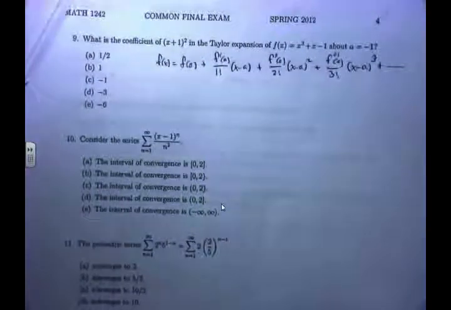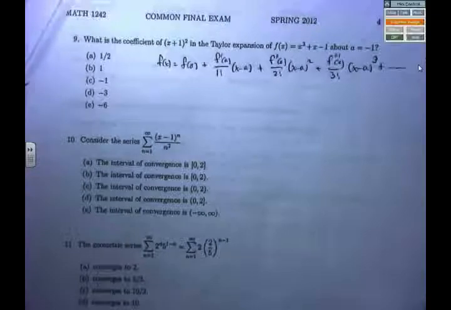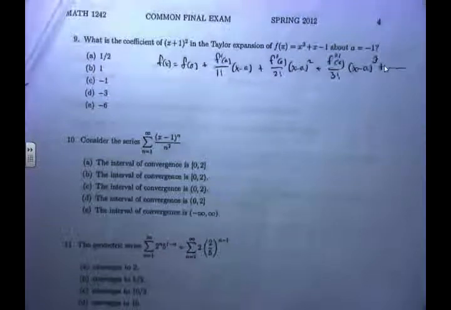Complete memorization. Taylor polynomial. What is the difference between a Taylor polynomial, a Taylor series, and a Maclaurin series? A Maclaurin series is a Taylor series, but a is equal to 0. Your centering point is 0. All right, so here we go.